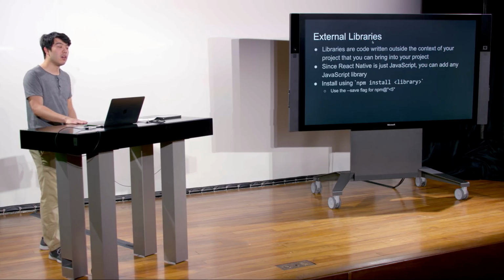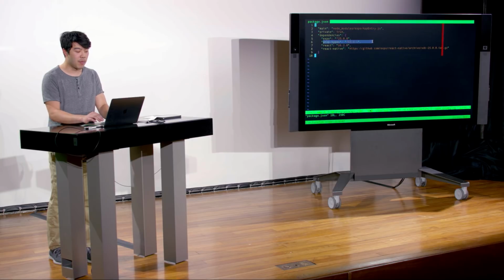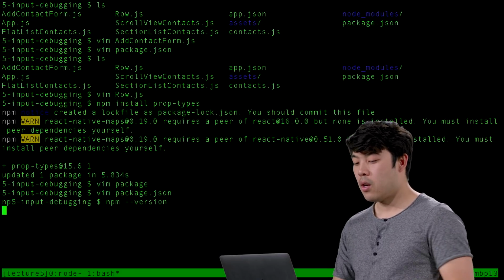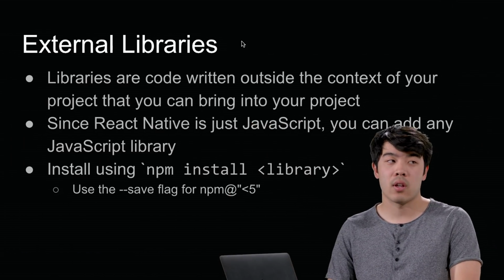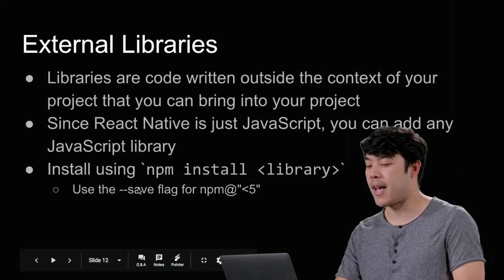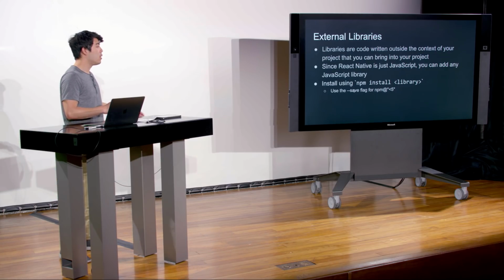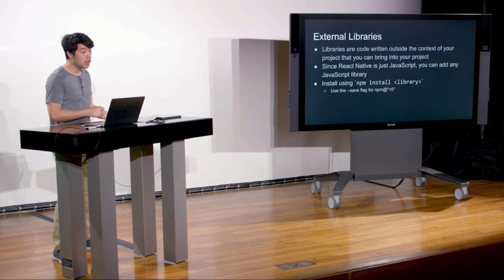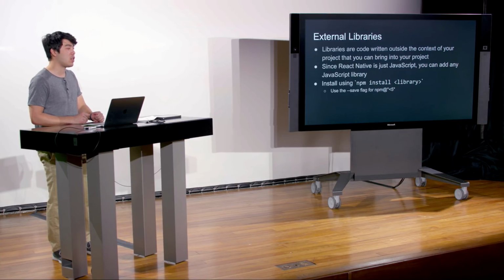And so if you're using an npm version before npm 5, and you can tell what npm version you're using by doing npm --version, I'm running 5.6. Since that is newer than npm 5, I don't need to use this --save flag. Before npm 5, if you just did npm install, it wouldn't add it to your package.json, and now that's the default.